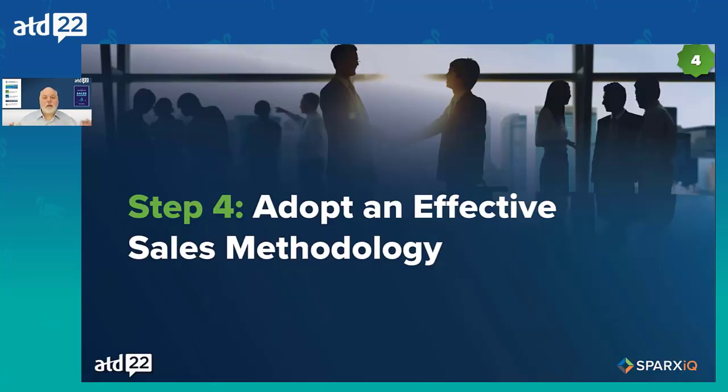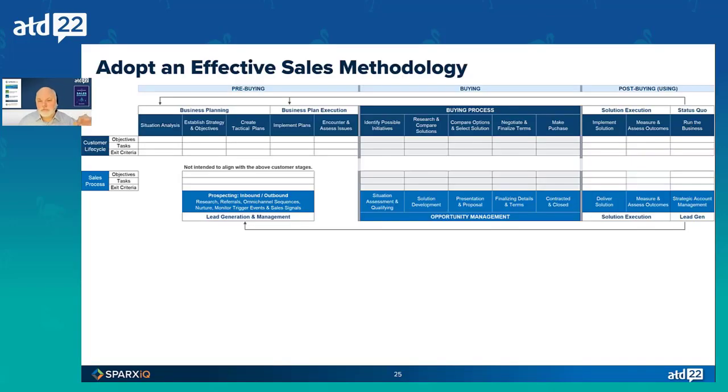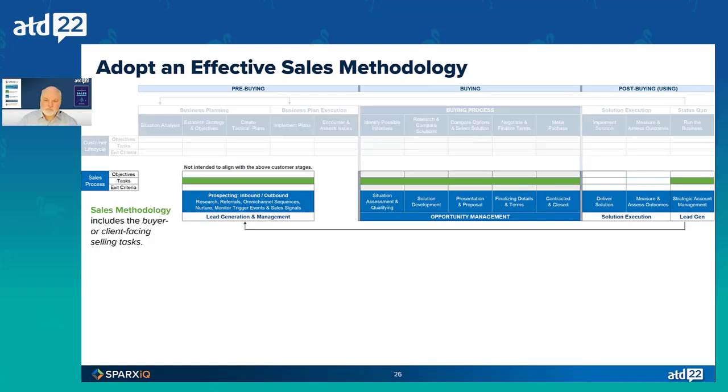Step 4, adopt an effective sales methodology. This brings us right back to the same thing with the customer life cycle, the buying process, and how you respond to it. And now we'll focus on the sales process side. Sales methodology, very simply, are the buyer or client facing selling tasks. So if you look at the green highlights here, this is just the task section of the sales process.